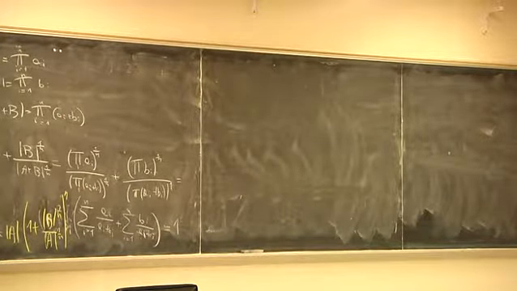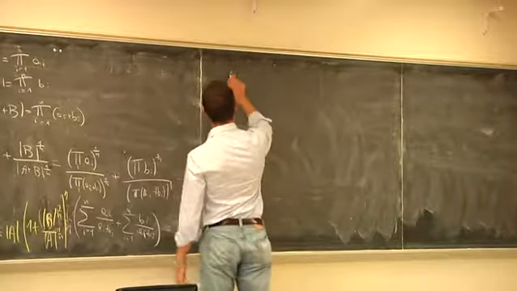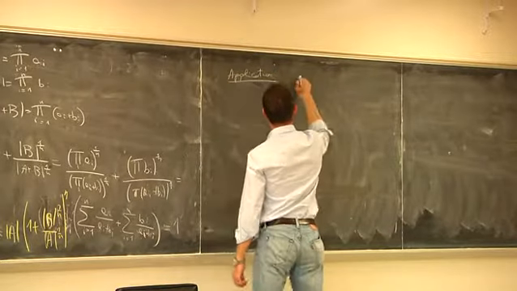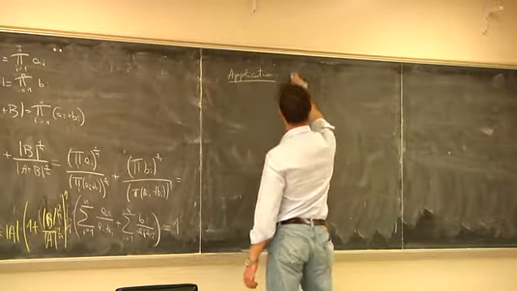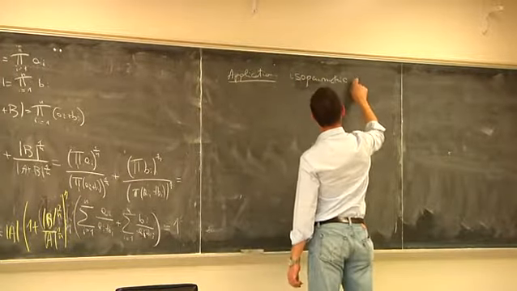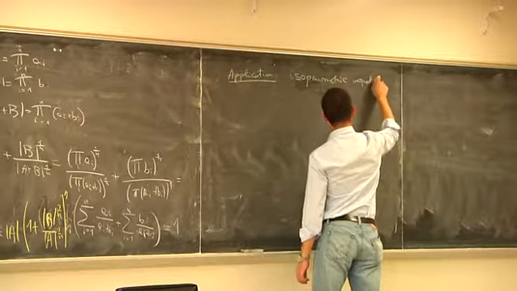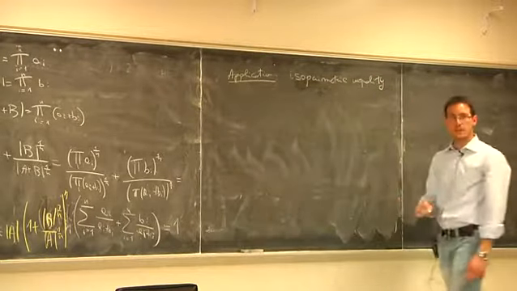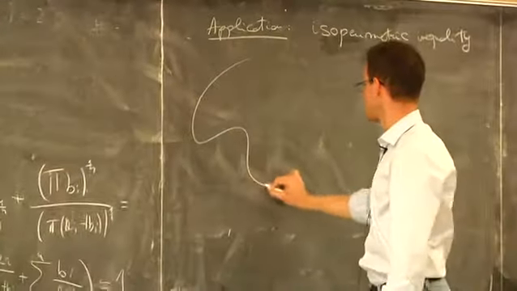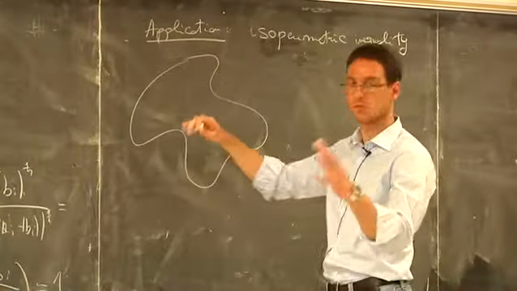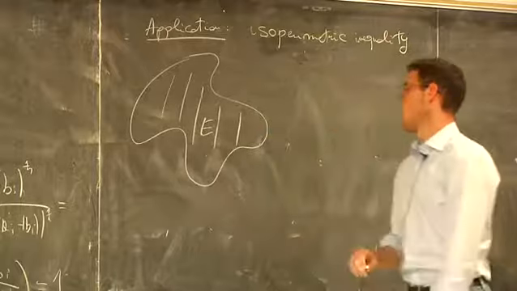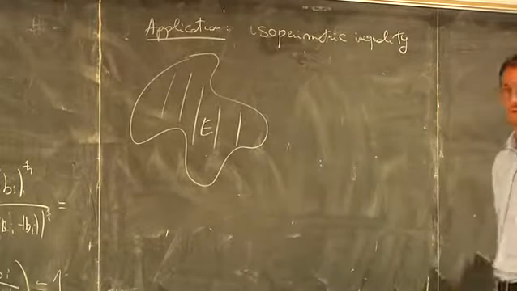But let me show just an application of this. An application is a very fundamental inequality in analysis, the isoperimetric inequality. The isoperimetric inequality is the following. You give me a set, think in the plane or in R^n, whatever. Very nice, smooth. So E is smooth and bounded, all that you want.